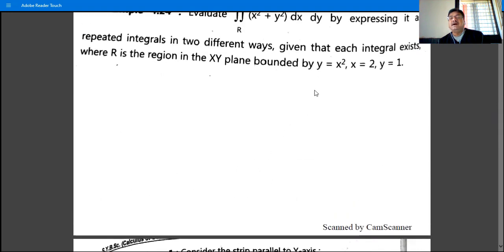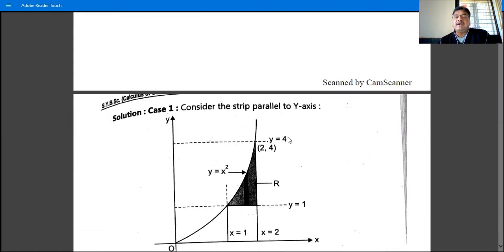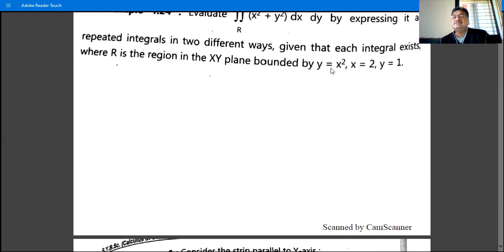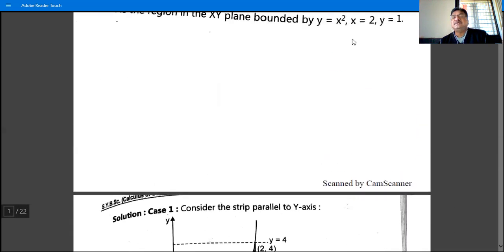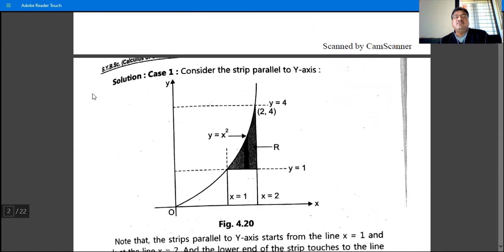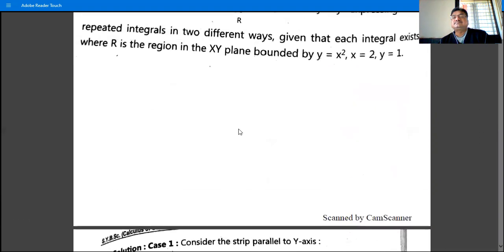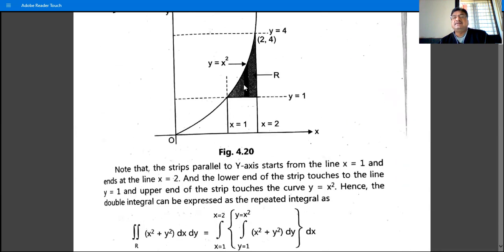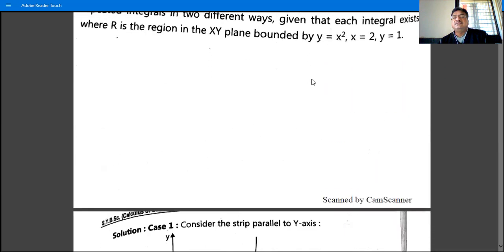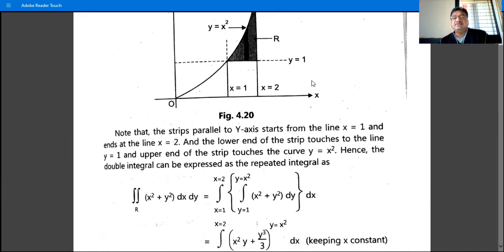And then y is equal to x square is the equation of a parabola. Because of x square, it is around the y axis and above the x axis, because y is equal to plus x square. So draw this parabola, and then the region in the xy plane, this is the region bounded by. So y is equal to 4 is also given.